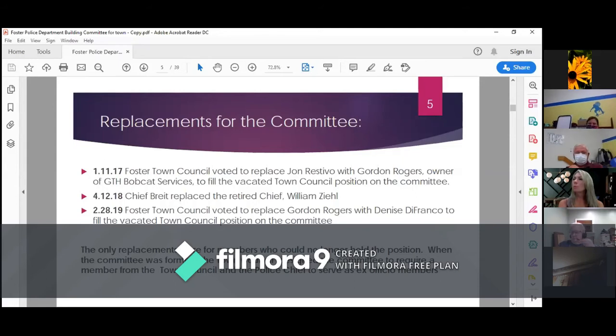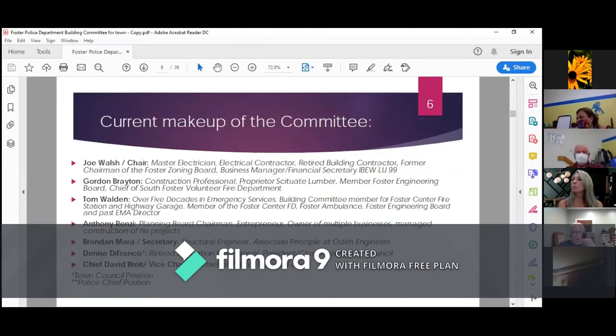Okay, so now the current makeup of the board is as you see it now. Again, most of the people are still there. Most of the qualifications are exactly the same, except you see Anthony Renzi is planning board chairman now. Tom Walden now has over 5 decades of experience in emergency services. I've changed a couple of things around in my world. And now Denise DeFranco is the town council position, and Chief David Ray is the Foster police chief on the committee. Again, there are limits to the duties of the committee. I'm not going to read the mission statement again, but if there's anything you didn't remember on slide 2, that'll tell you what it is again.